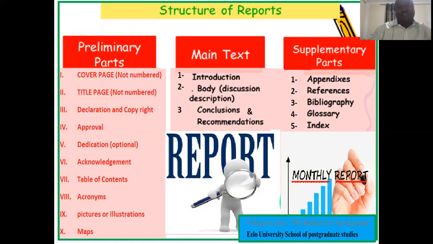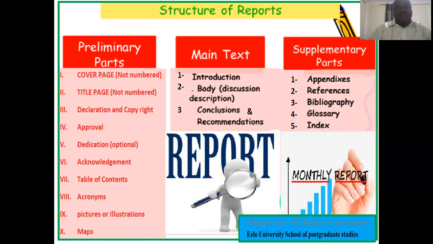The next will be numbered in Roman numbers. It's a declaration in corporate. This is when you actually take an oath, or you declare that this piece of work is your original work. It has never been published anywhere else. It belongs to you. And by doing so, you are liable to the courts of law in case you do plagiarism, that is stealing somebody's information and posing it as your own.